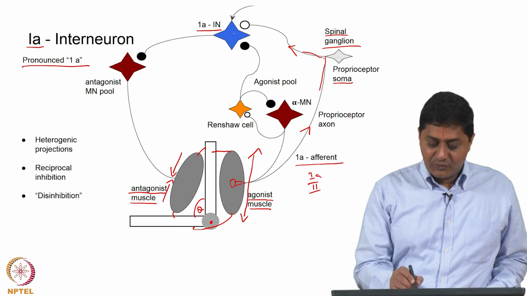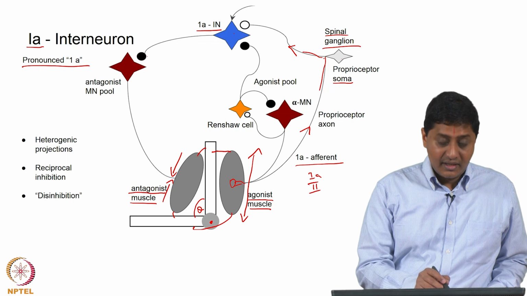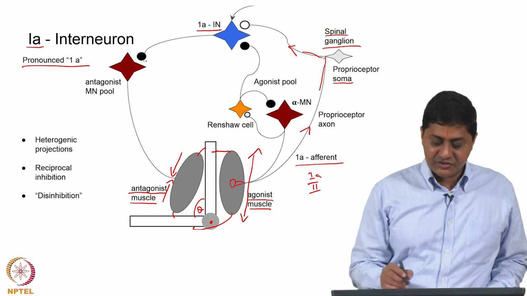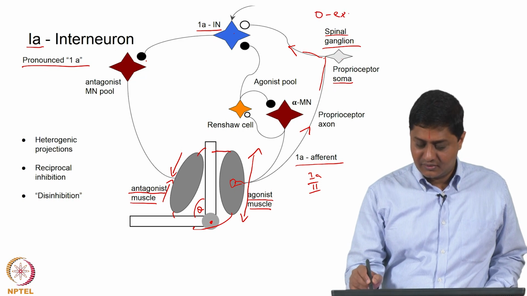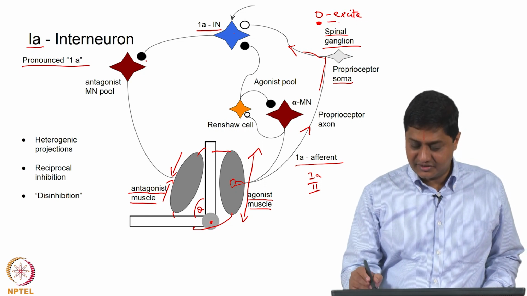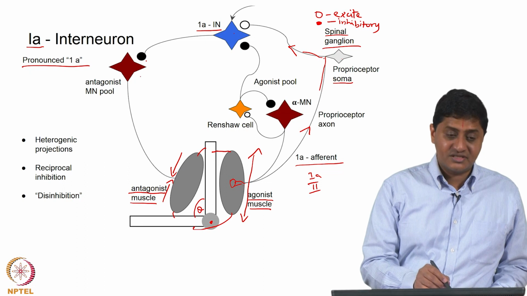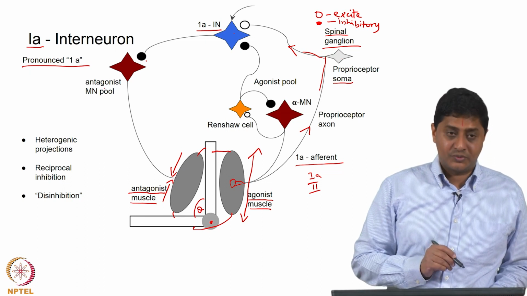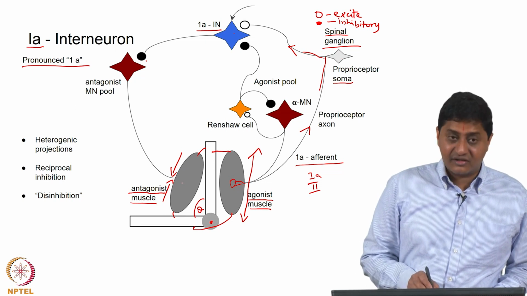So, this 1A interneuron is activated. What it will do is it will inhibit. Here the open circles are excitatory, and those that are filled are inhibitory. Okay. So, this 1A interneuron inhibits the antagonist motor neuronal pool. This antagonist motor neuronal pool is the one that is activating and causing contraction.